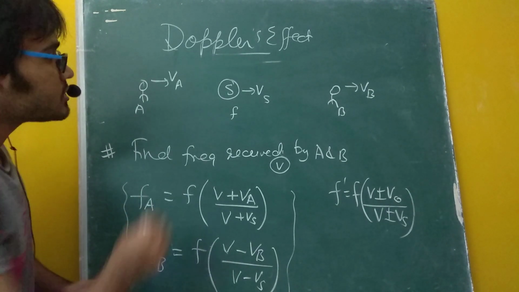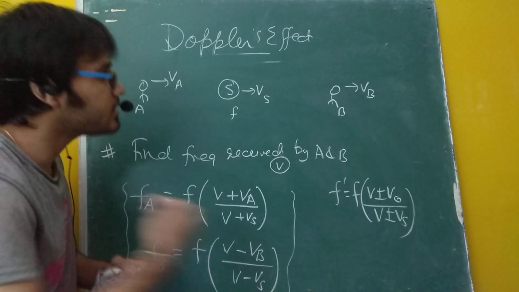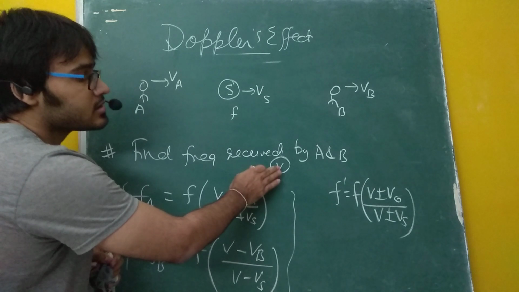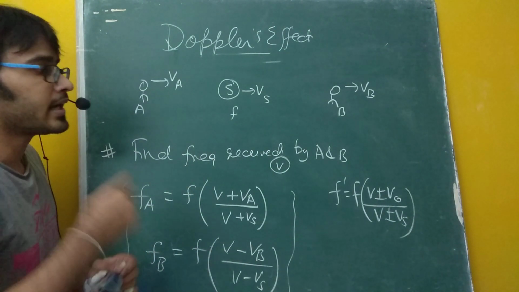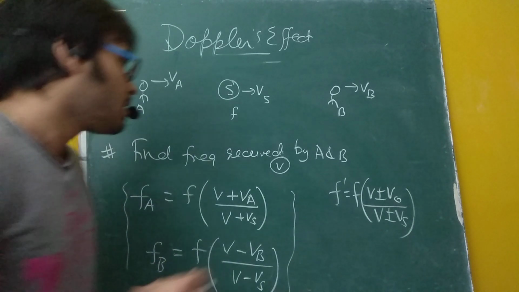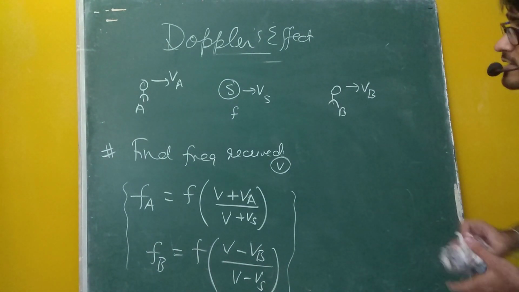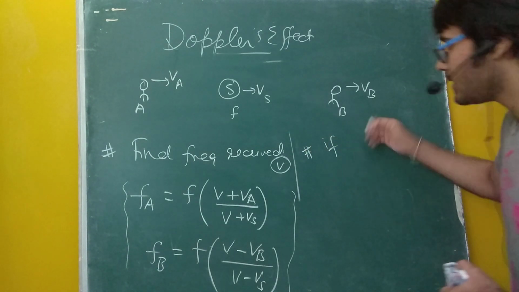Now let's do the same question with wind. Let's say wind is also present in the question. Initially we assumed that this is the speed of sound and there is no wind. If it is not given, we will not take it into consideration. Okay. Now let me write it here. The second part will be if wind is present.